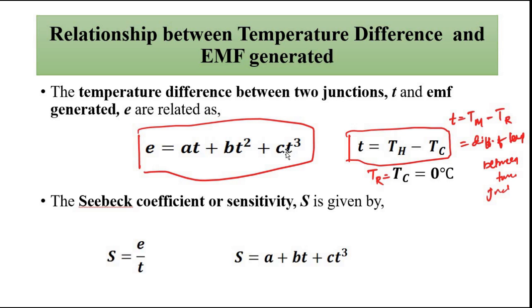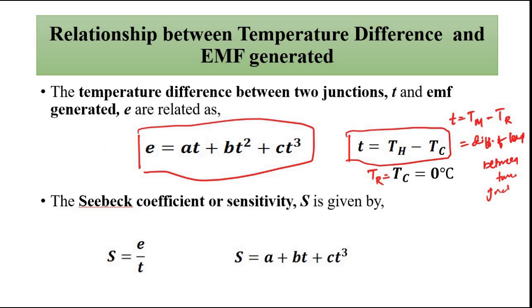Okay, so the Seebeck coefficient or sensitivity is simply the potential difference which is developed divided by the temperature difference. Potential difference by temperature difference gives us A plus BT plus CT cube. It is called the Seebeck coefficient or sensitivity of the thermocouple or thermoelectric thermometer. Okay, so this is the relationship between temperature difference and the potential difference between the two junctions.